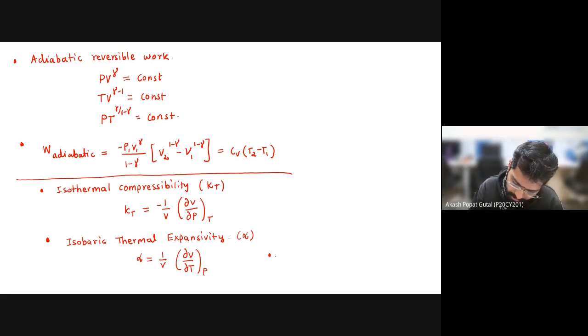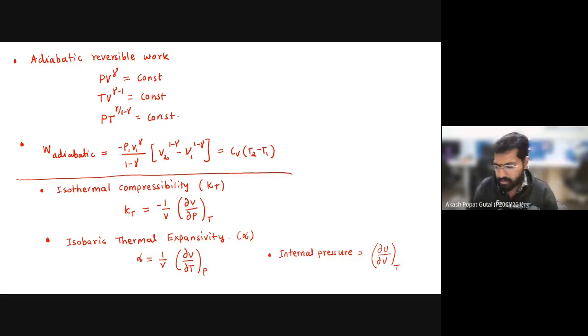And at the end, in problems we will always see the word internal pressure, which is nothing but the value del U by del V at constant temperature. What this means is that for a small change in volume, the change in internal energy has the dimensions of pressure, and because it is related to internal energy, it is called internal pressure. Right?